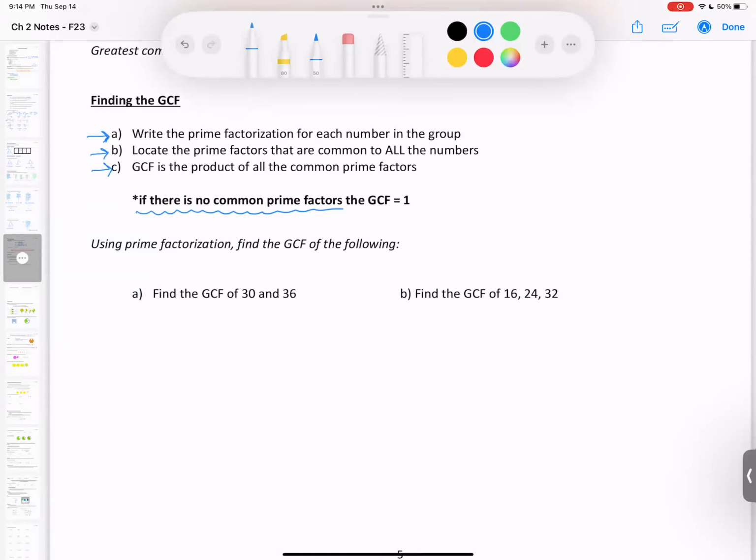All right, let's try some examples. Here we're asked to find the greatest common factor of 30 and 36. Let's figure out the prime factorizations. Let's do the tree here. 30 is 5 times 6. 5 is already prime. 6 is 2 times 3. So I would write 30 equals 5 times 2 times 3. Okay, let's try 36. 36 is 6 times 6, and 6 we can break down into 2 times 3.